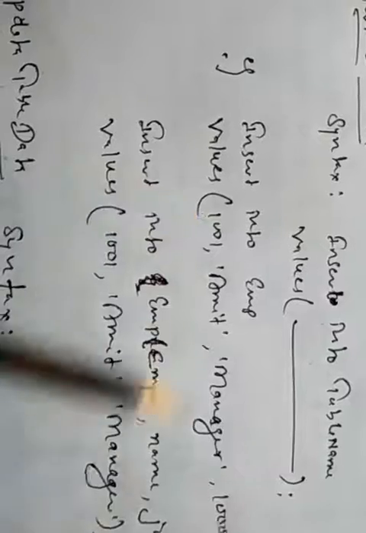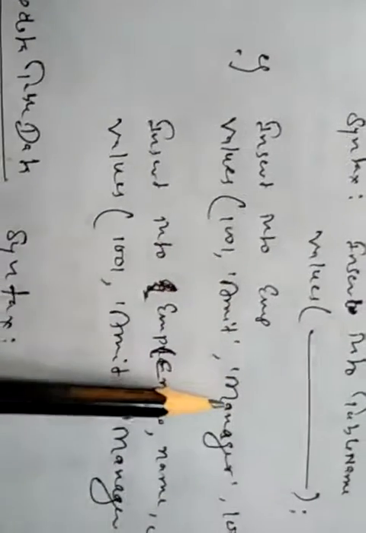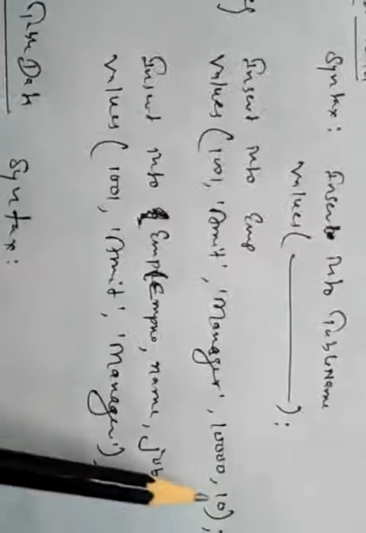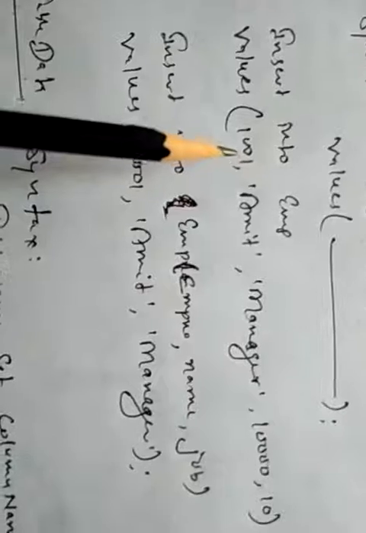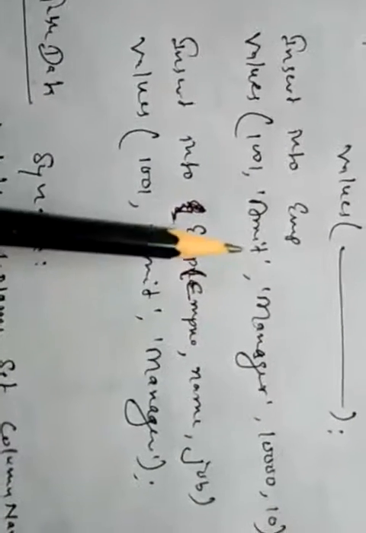This is the employee number. Amit is the value of name, manager is the value of job, 10,000 is the value of salary, and the last one is 10, that is the department number. So the sequence should be according to the employee table, and numeric values will come here without inverted commas, and character and varchar values should be inside single quotes.